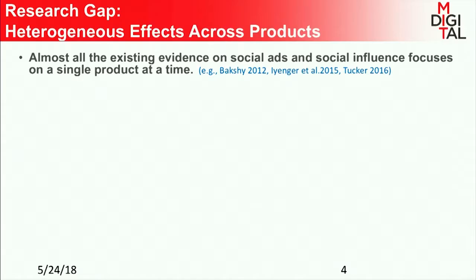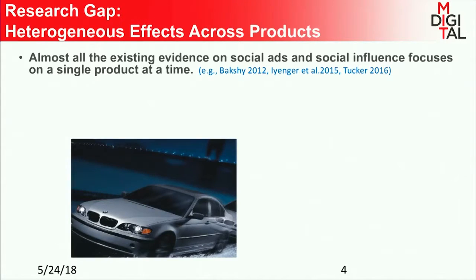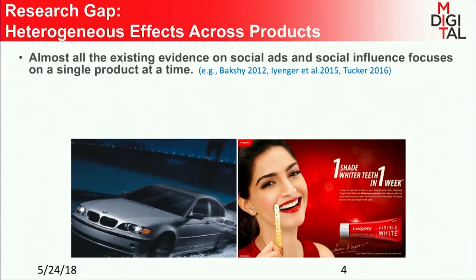Well, some of the recent work has causally identified social ad effectiveness and social influence in product decisions. Almost all of the empirical evidence to date focused on a single product at a time. However, it might be very difficult to generalize the social influence and social ad effectiveness from one product, such as a car, to another, such as a toothpaste.